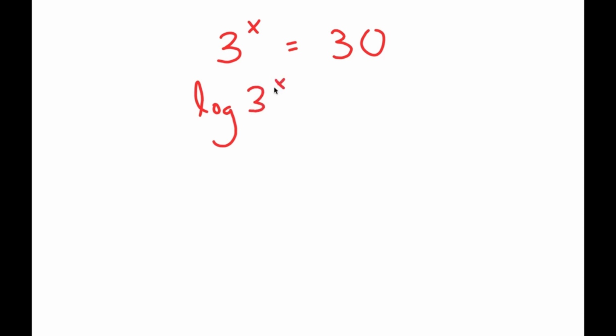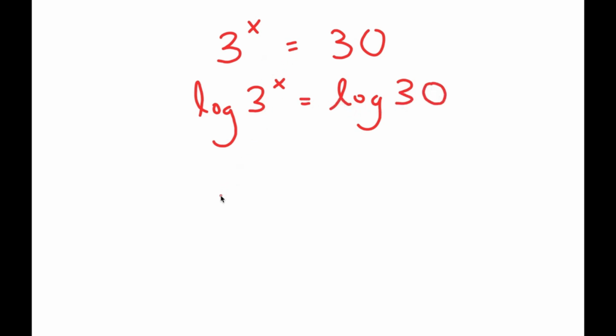Alright, so in this video, I'm going to solve the equation 3 to the power of x is equal to 30. So, to solve this equation, I'm going to start by taking the log on both sides. So I get log of 3 to the power of x is equal to log of 30.